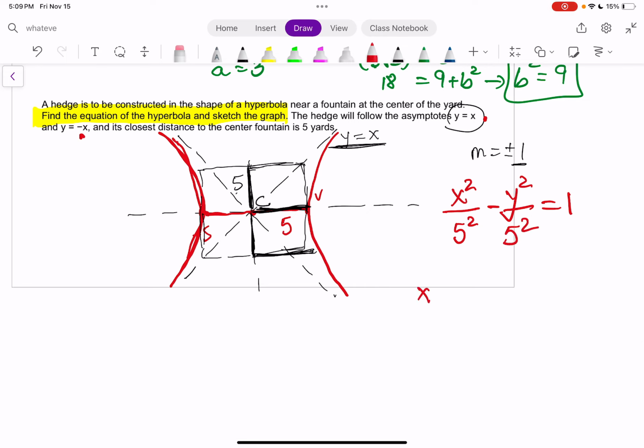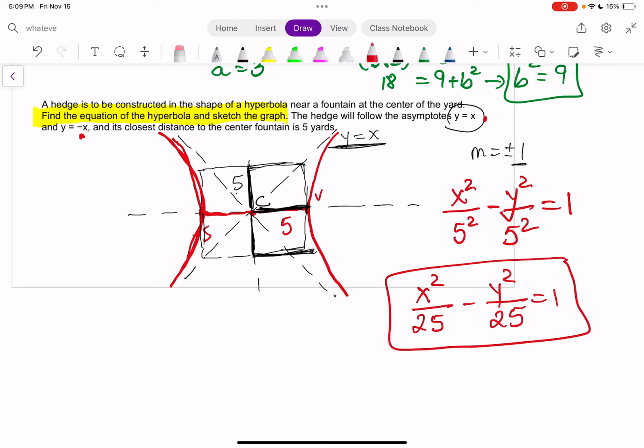Okay, so there you go. The A's and the B's are going to be the same. All right, and this is it.